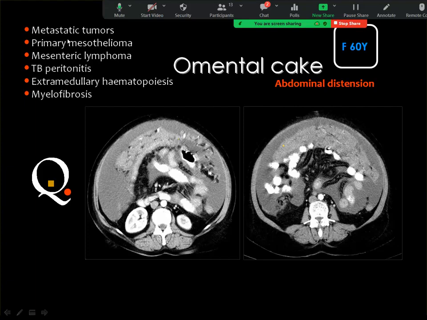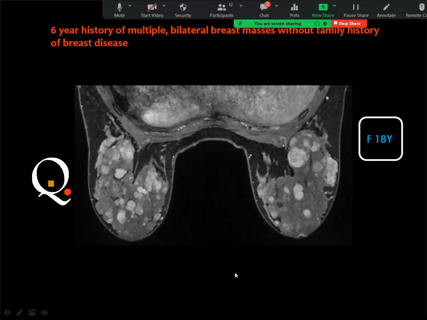Number one and the most common by far is metastatic tumors, especially the ovaries. Number two, the primary mesothelioma of the peritoneum. Number three, mesenteric lymphoma. Number four, TB peritonitis. Number five, which is an extremely rare condition, extramedullary hematopoiesis, and the myelofibrosis. Consider the first four possibilities, which can give this particular appearance: a sheet of soft tissue density in the greater omentum, and a lot of fluid in the peritoneal cavity.